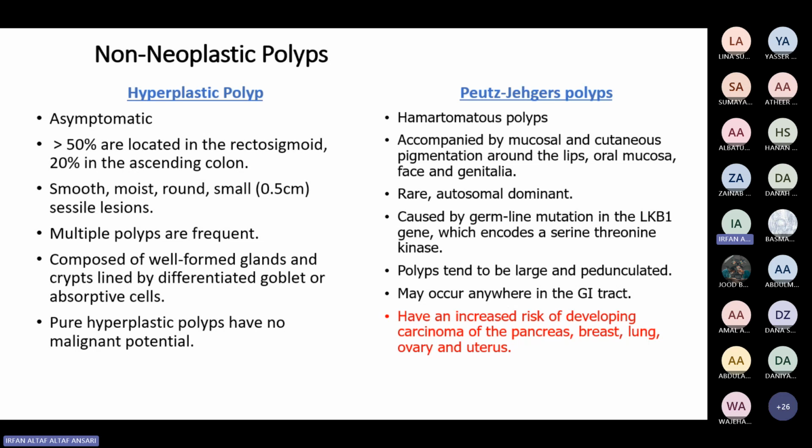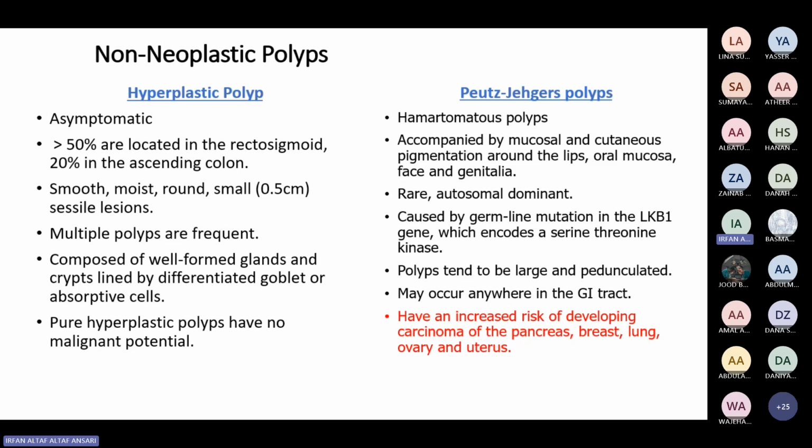And histologically, you see just well-formed glands and crypts, and they are more in number. That's why it is called hyperplastic. Peutz-Jeghers polyps are the hamartomatous type of polyp. What do you mean by hamartomatous? Along with the intestinal structure, they will have other structures in the polyp like muscle, fat, cartilage. That's why they call it a hamartomatous polyp.